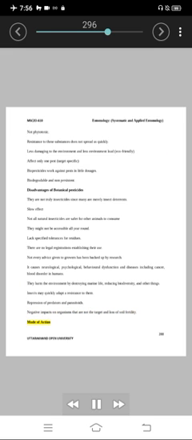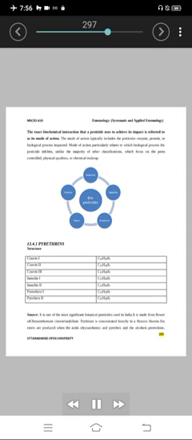Mode of action. The exact biochemical interaction that a pesticide uses to achieve its impact is referred to as its mode of action. The mode of action typically includes the particular enzyme, protein, or biological process impacted. Mode of action particularly relates to which biological process the pesticide inhibits, unlike the majority of other classifications, which focus on the pest's controlled, physical qualities, or chemical makeup.